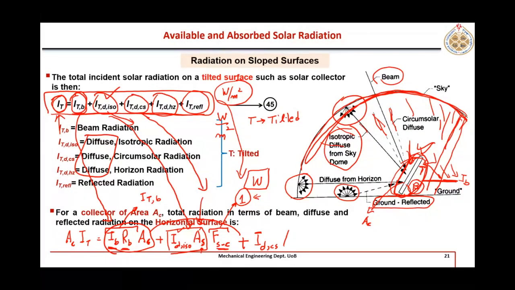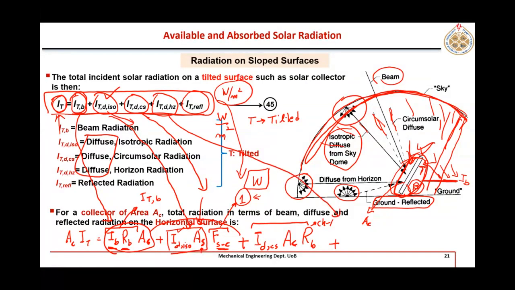It is falling on that collector area, but this collector is not horizontal, that is tilted. So the effect of tilt is accounted for by using that factor RB from chapter 1. So circumsolar is also treated like beam radiation.